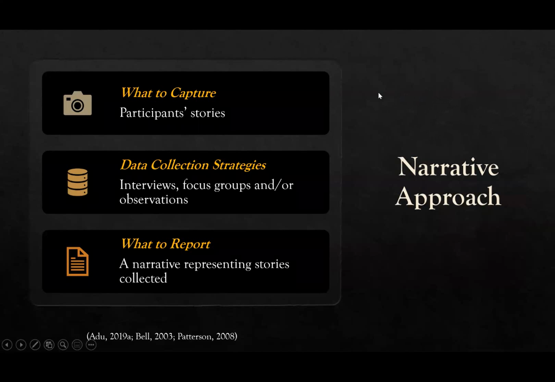In terms of narrative, as the name implies, it's all about telling a story, right? So in this case, you give participants the chance to tell you their story. Your role is to listen and understand what they are telling you in terms of what they have experienced in a story format. And then you analyze that information and then report that information in a story format.